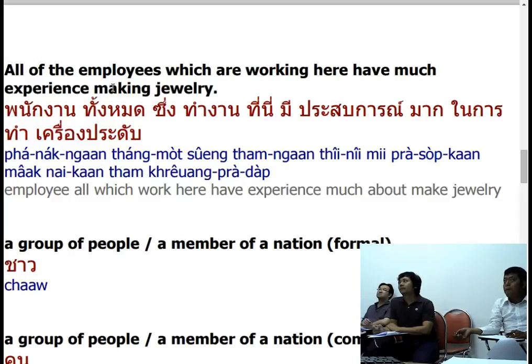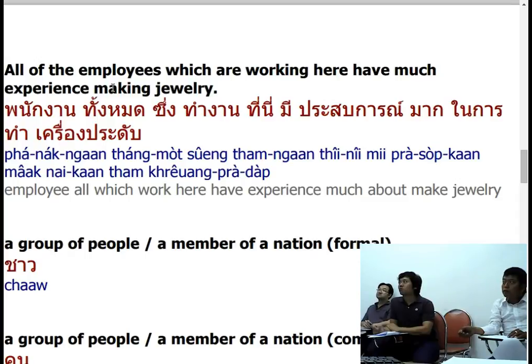Have a lot of experience. But this is still good practice. It's still good. It's a good usage. Have much, but a better grammar would be have a lot of experience. Have much experience is more formal, but also ESL, like English as a second language.